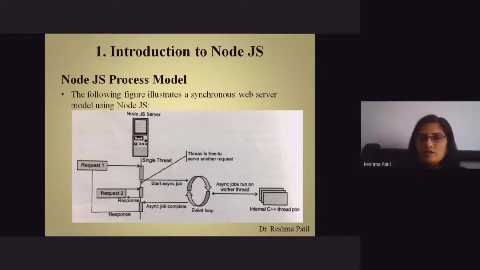The event loop will intimate the single thread that the input output work is done and now the next process can start execution. So it will return that process to the single thread. The single thread will complete the remaining portion of execution and give the response to the user. So using a single thread only, we are doing all this work.